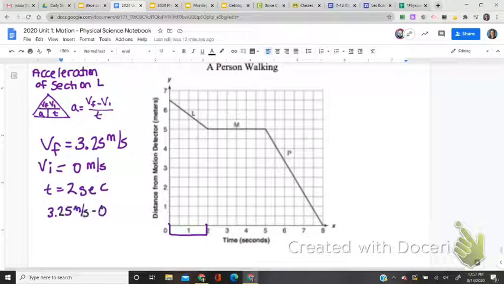When we look at our time, it's still section L, and section L hasn't changed times, it's still 2 seconds. We're now going to plug into our problem. We take our final velocity, which is 3.25 meters per second, minus our initial velocity, which was 0 because we started at rest, divided by our time, and the acceleration of section L will be 1.625 meters per second.